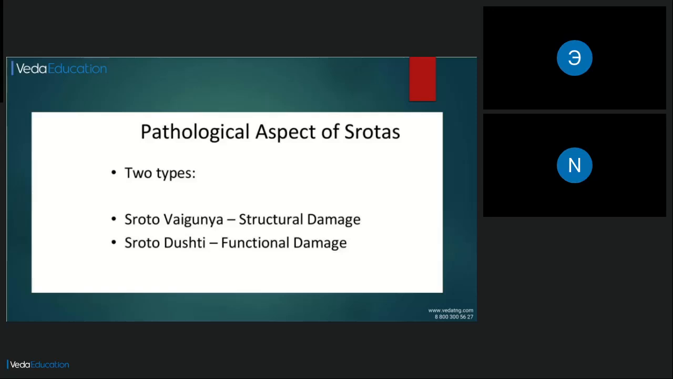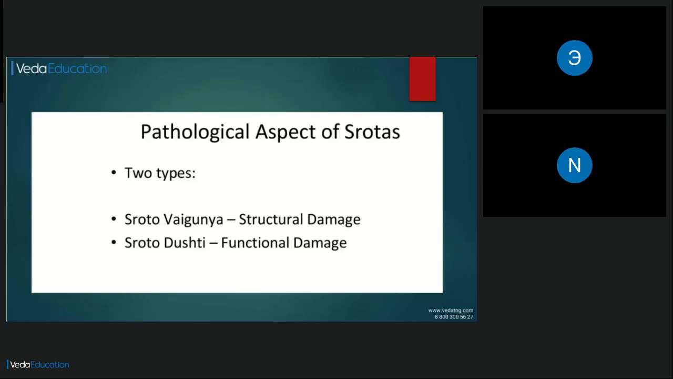And when it comes to the pathology, things are a little more complicated, because two major pathologies can happen. One, a structural damage. Two, a functional damage. Structural damage in the sense that the Srotas got injured, then that injured Srotas will not be able to function properly, which is often called Khavaigunya. Khavaigunya means there is a problem due to structural damage. But when you have functional damage, things will be a bit different.